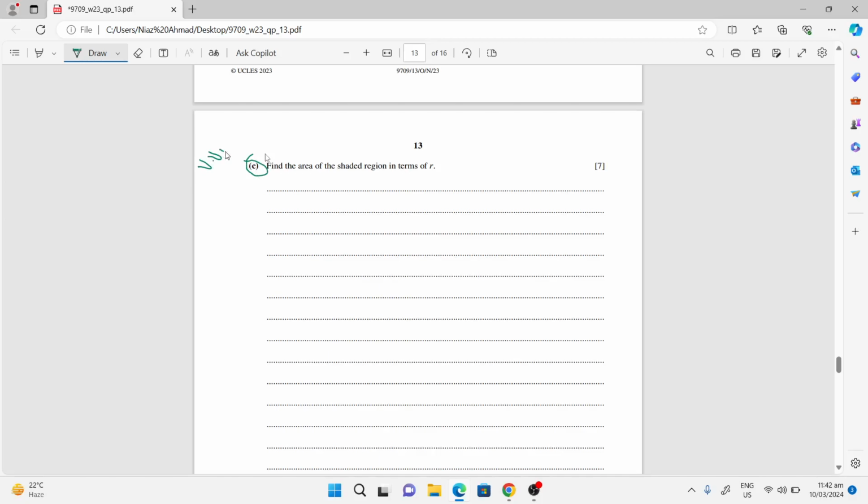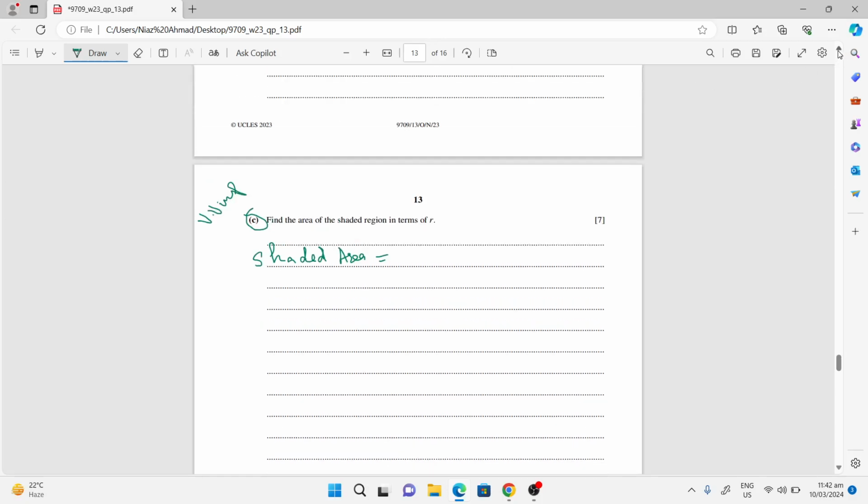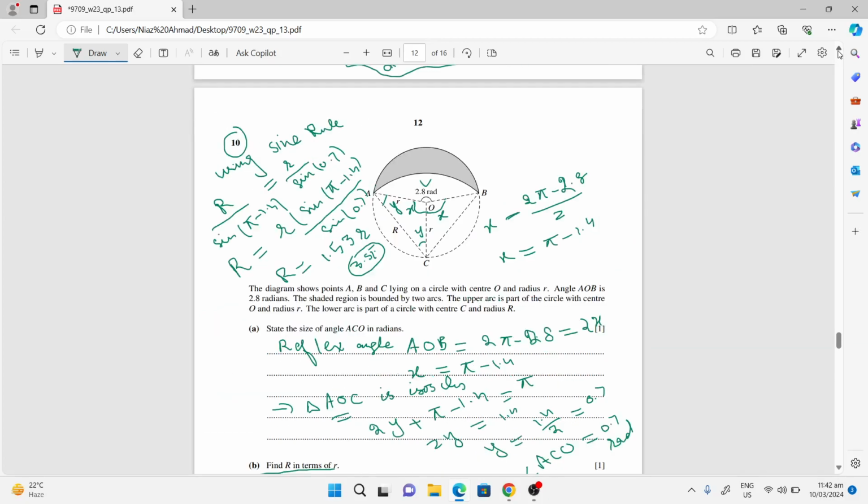Very, very important. Find the area of the shaded region in terms of R. So first we have to make a work plan for that. The shaded area, I am writing that line. That will be equal to, go back to your diagram. We want to get this shaded region. We are supposed to calculate this shaded region.